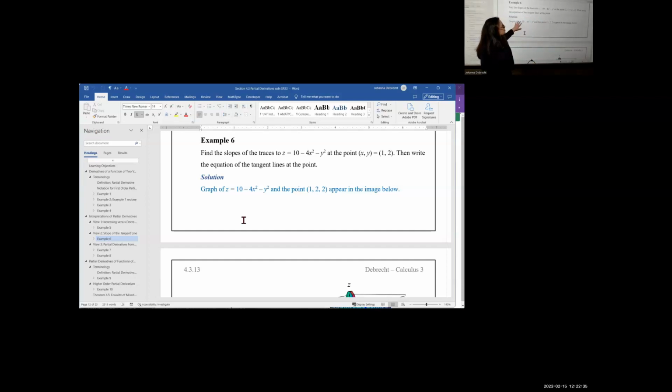So first thing you should do, of course, is plug in (1, 2) to figure out what z is. You know what point you're dealing with. So when x is 1, I get 1 squared is 1.